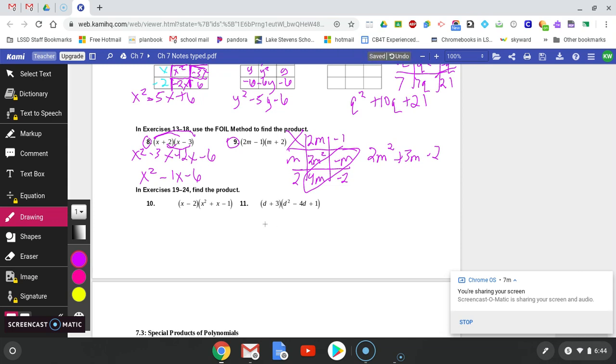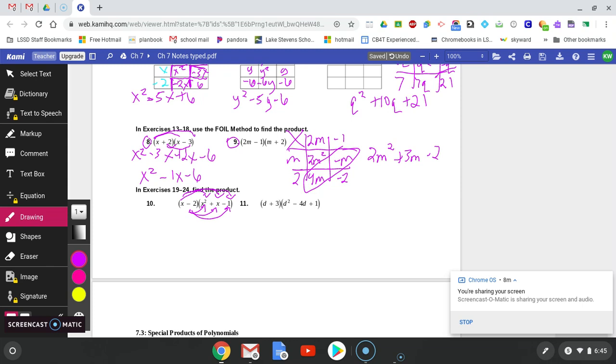Okay, so what happens if we have a binomial times a trinomial? Well, it's the same thing. So we'll do the first one using FOIL, and we'll do the second one using the area model. All right, so this first term has to be multiplied by all 3 things. The second term has to be multiplied by all 3 things. Other than that, it's the same thing.